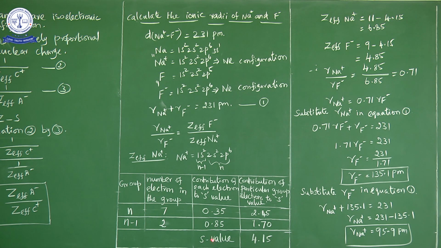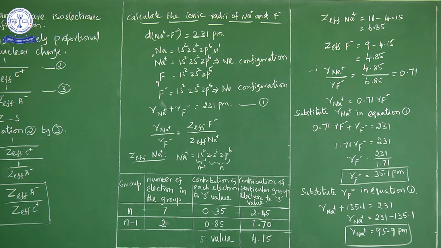So the screening value S for the overall electrons is 4.15. Next, knowing the screening value, we calculate the effective nuclear charge. The screening value of Na plus has been calculated as 4.15. Then we calculate the effective nuclear charge of the sodium ion.